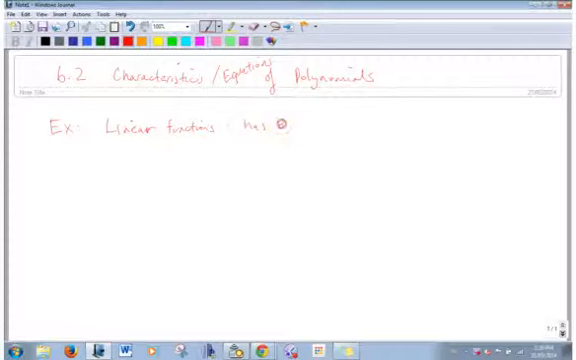Okay, what do we know about these? What's a degree? A linear function is what degree? 1. Good. That means the power on x, right? It's x to the 1 power. That's what makes it straight.